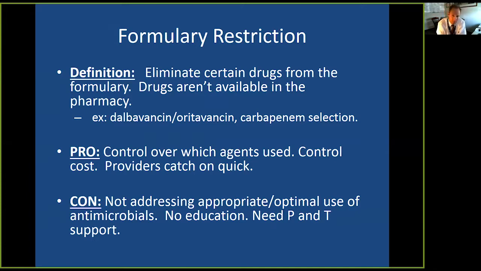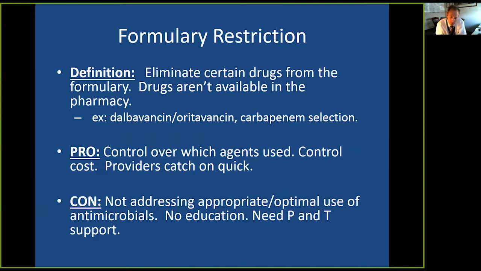An example is dalbavancin and oritavancin. These are drugs that are given once weekly. They're highly niche drugs. We don't use them at Intermountain Medical Center or any of our facilities. They cost between $3,000 and $4,500 per dose. If you don't stock them, you're not going to use them. And so that's one example of a formulary restriction.